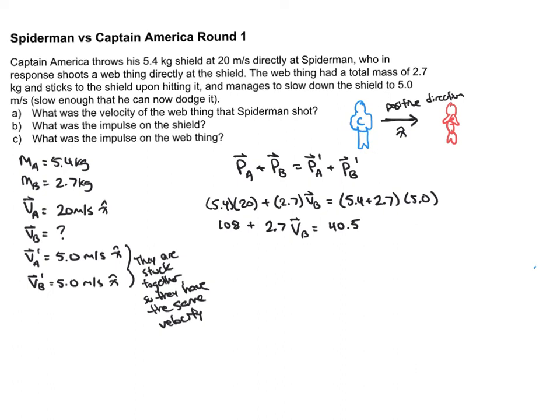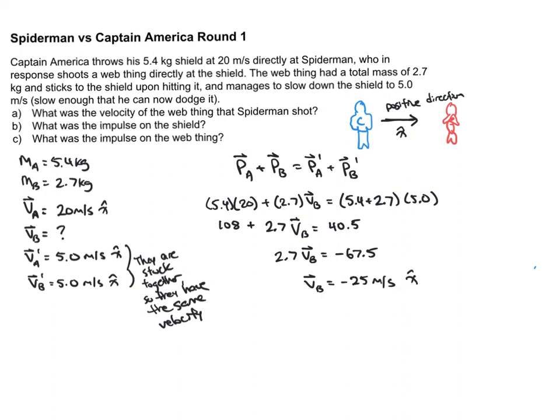All right, so I'll keep going. Subtract 108 on both sides. So that would be negative 67.5. And then divide both sides by 2.7. So let me get my calculator here. The answer is negative, which is what I want, negative 25.